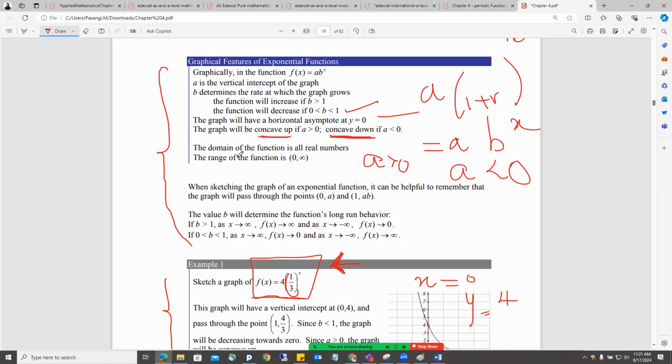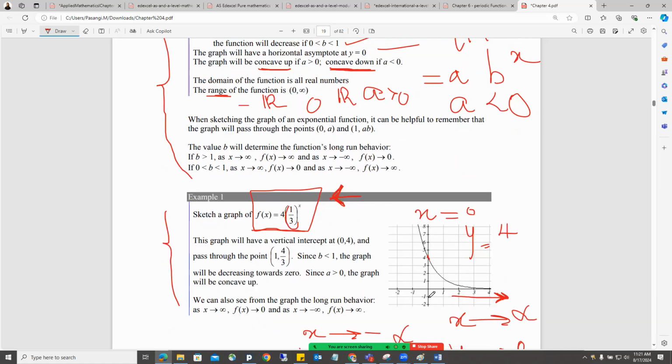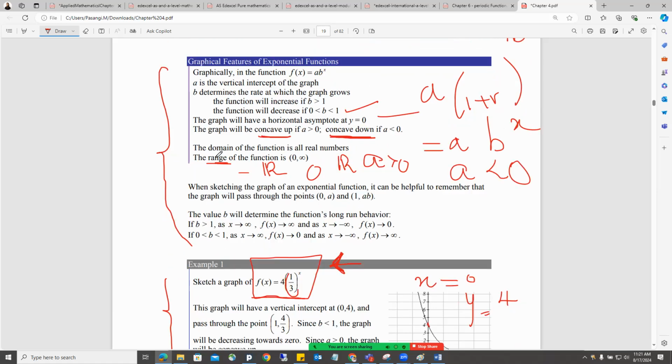And also the domain of the function. Domain means the x values. So the domain of the function is all the real numbers: the positive real numbers, 0, and the negative real numbers. The range has no values on the negative side. All the y values are on the positive side. Therefore, we can say the range of the function is 0 to positive infinity.